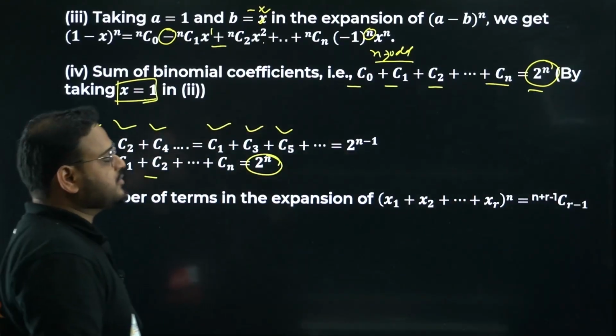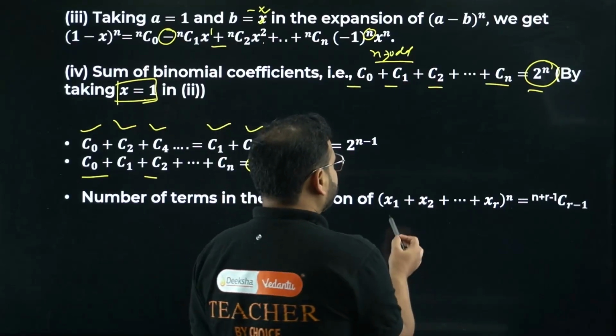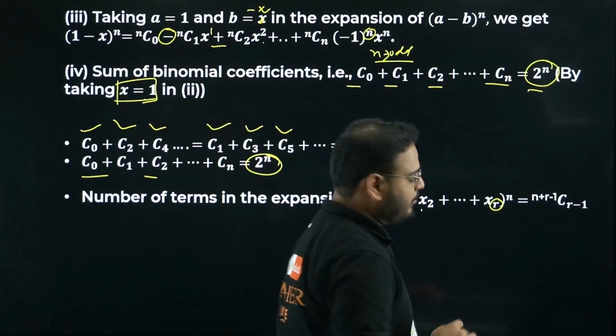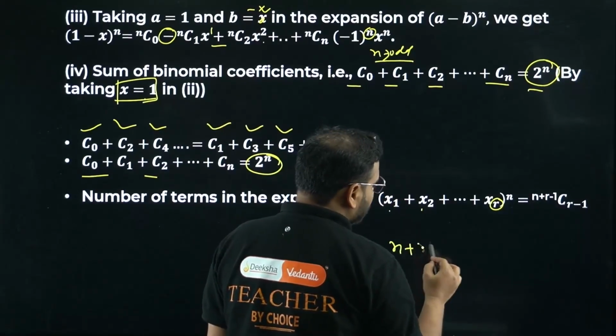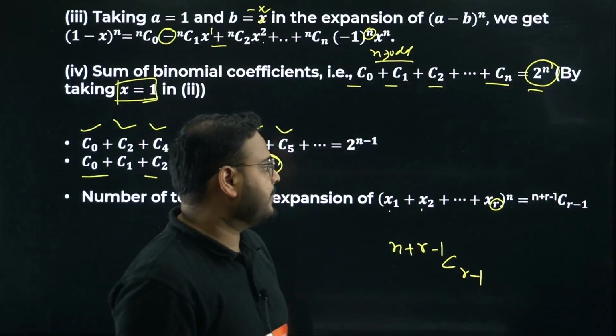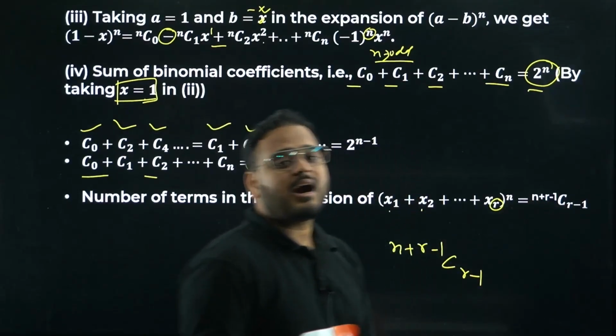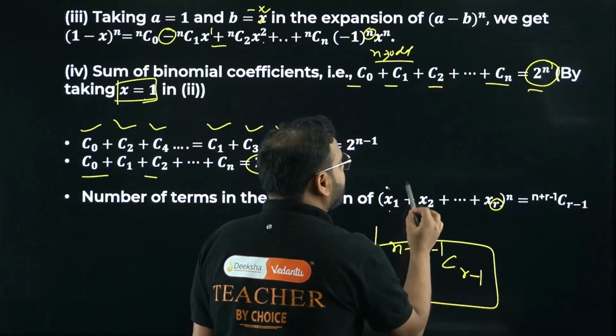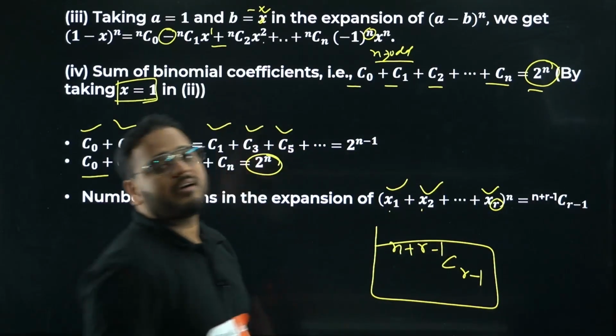What next now? Number of terms in the expansion, very important. If I have, let's say, 1, 2, 3 and so on till r terms, the formula is (n plus r minus 1) C (r minus 1). That's your formula for number of terms when you have r terms in the expansion.